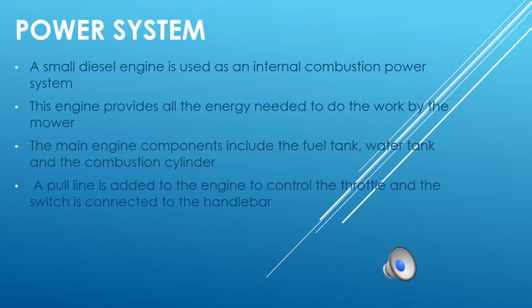Primarily, when it comes to the power system, we used a small diesel engine which was used as an internal combustion power system. This engine provided all the energy needed to do the work. The main engine components included the fuel tank, the water tank, and the combustion cylinder. Well, a pull line was added to the engine to control the throttle, and the switch was connected to the handlebar.